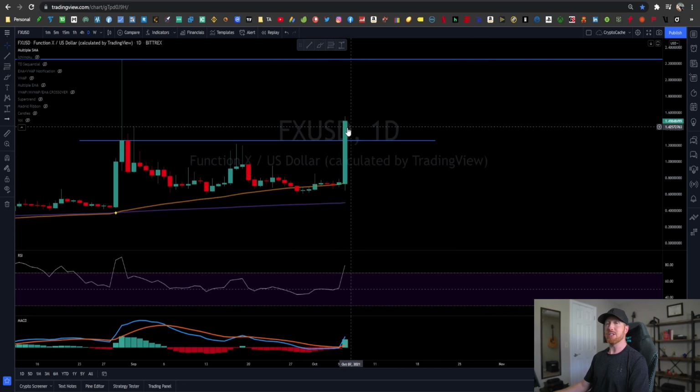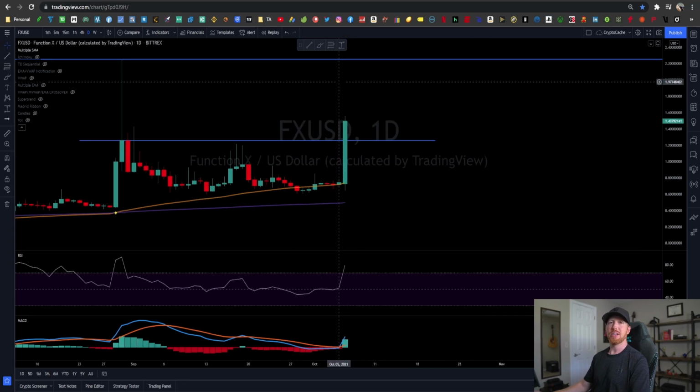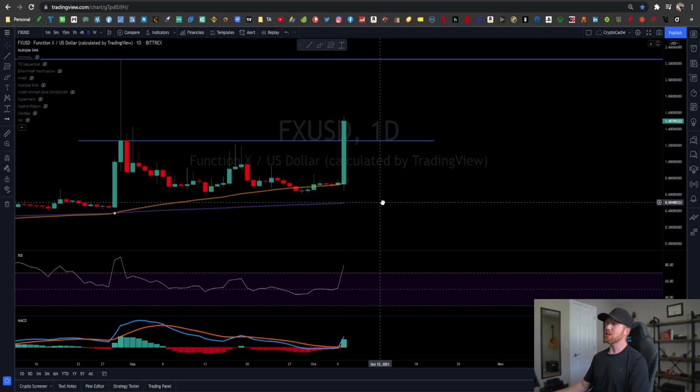So again, whether or not you take profits now or at a higher point, it's still profit regardless, and I think we need to celebrate that. So try not to get too greedy, don't be a diamond hand holder, because this does have a tendency of selling off pretty hard afterwards.